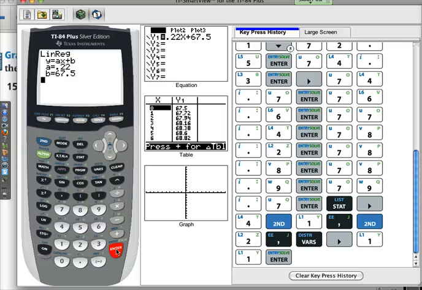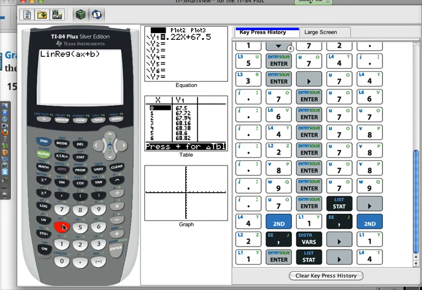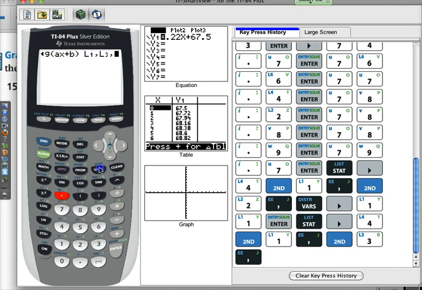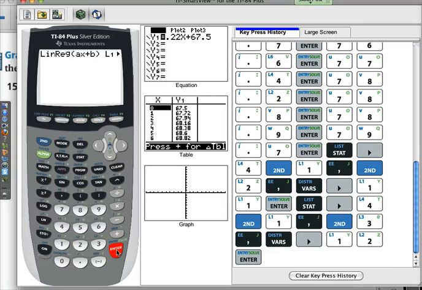Now I need to do linear regression again, so stats, calculate number 4. This time I want those same x values, so that's still going to be in list 1, but I want the women's y values, which I stored in list 3. And I want the calculator to do the linear regression and then put it into y sub 2. So variables, y variables for functions, and y sub 2. And I hit enter. And again, there's the other equation I needed for the linear regression.